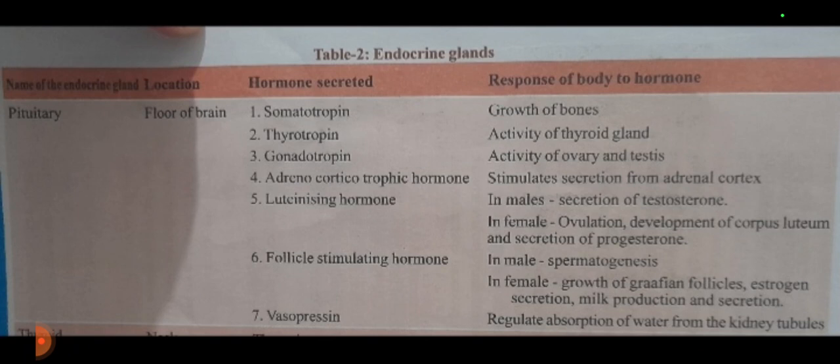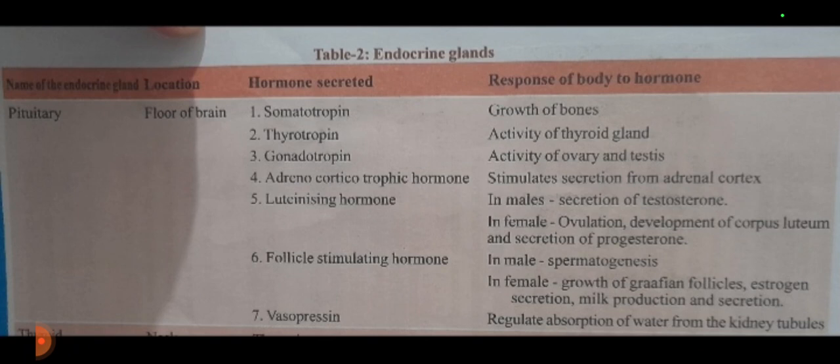Then the third is gonadotropin. Gonadotropin is related to the activity of the ovary and testes. We are going to learn it again in the next glands. The fourth is adrenocorticotropic hormone. When it is released, our body gives a response by stimulating secretion from the adrenal cortex.